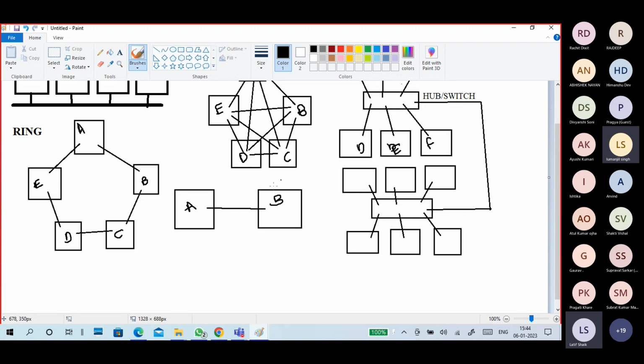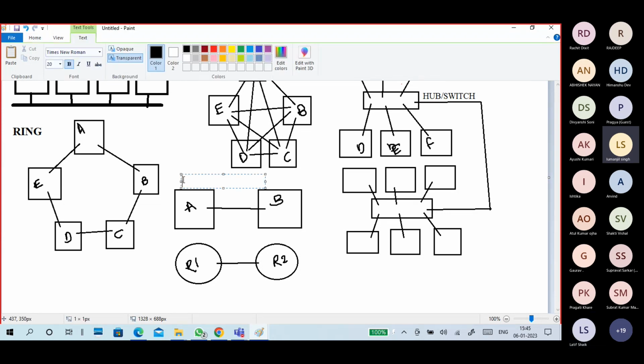This is a point to multi-point kind of concept. One switch is connected to multiple devices. Guys, this concept is actually in the routers concept. Two routers are there, for example, connected one to another. This is also called a point-to-point topology. For example, this is router 1 and this is router 2, connected directly. So this concept is point to point.